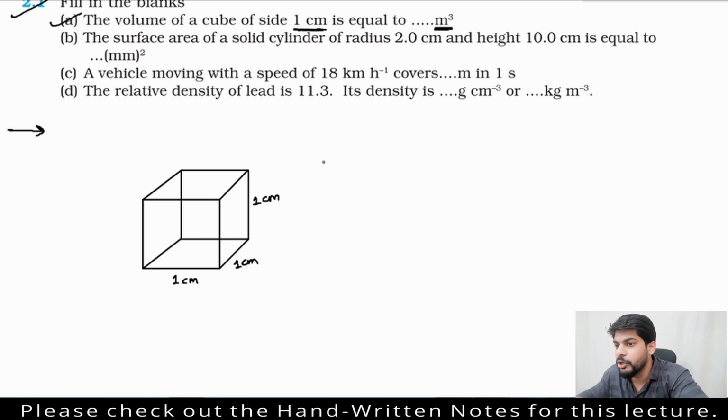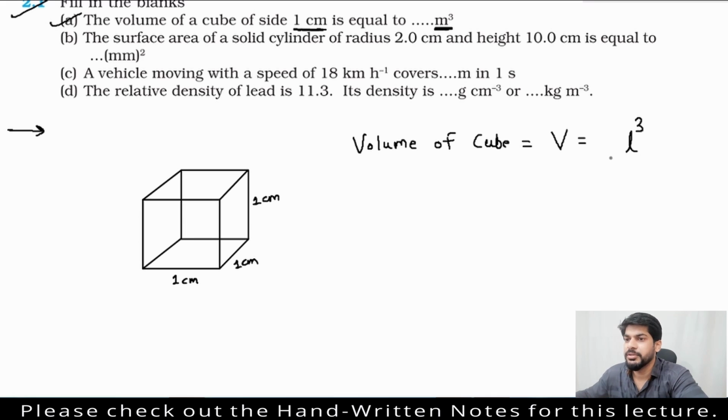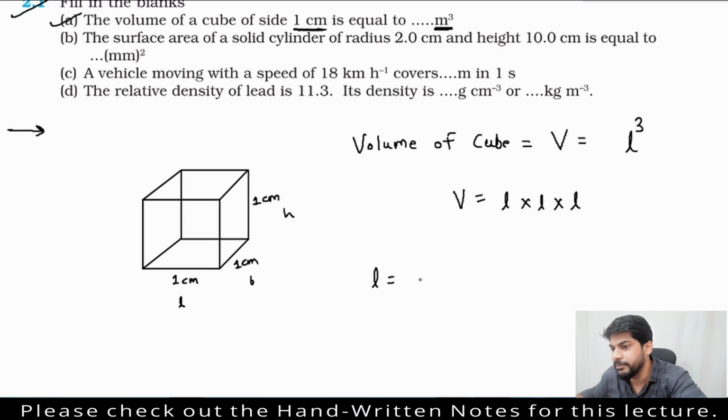So we have to find out the volume, right? It's very simple. Volume of a cube, let's call it capital V, is nothing but L cube, right? Length of the side, you have to just cube it. It's like length into breadth into height, but all of them are the same, that's why it will be cube. So volume will be equal to length into length into length. Now what is length here? It is nothing but 1 centimeter.